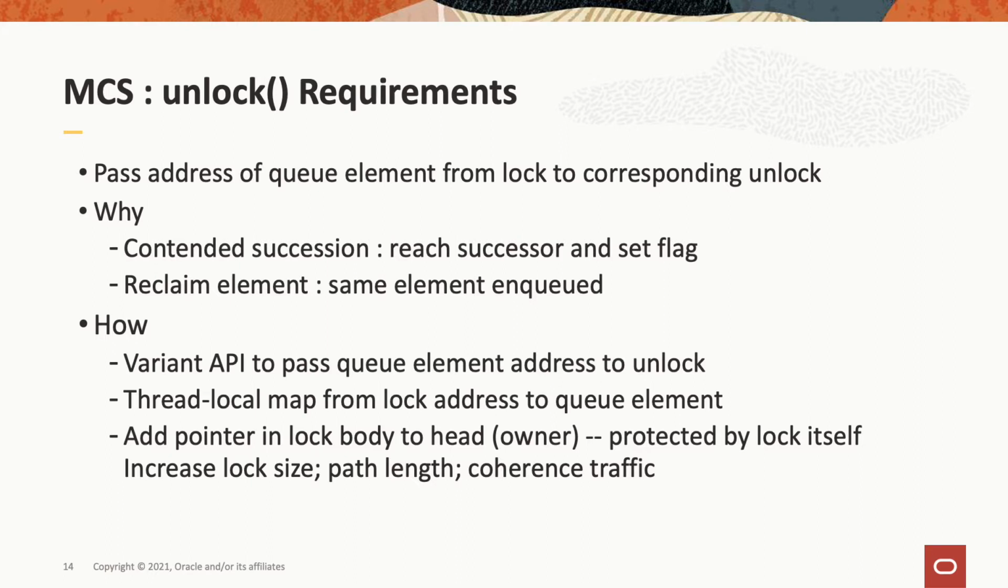Well, we could use a non-standard API to pass the queue element address from the lock operation to the unlock. We could also use the thread local map that maps the lock address to the queue element. The most common way, however, is to add another pointer into the lock body. This points to the head, the owner queue element. And this is protected by the lock itself.